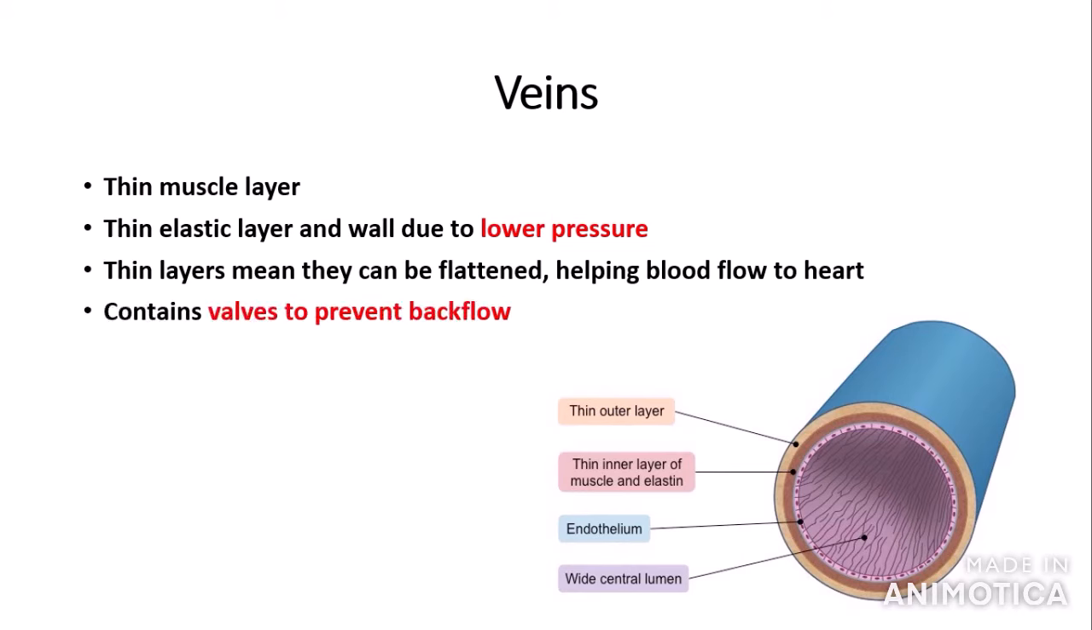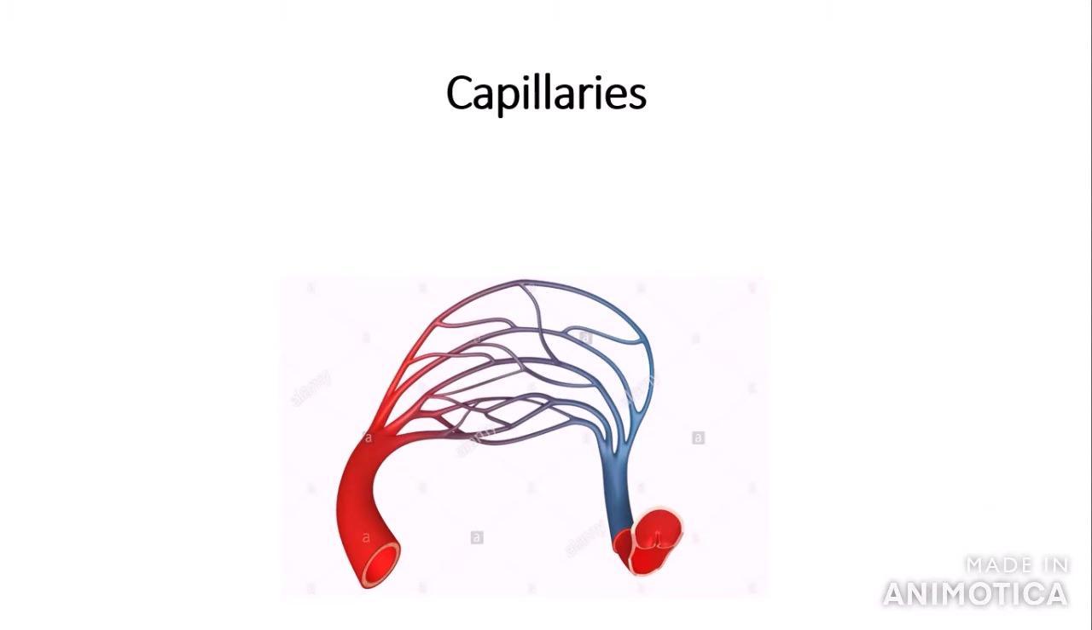Also, they contain valves to prevent backflow. Now, the importance of valves is that, obviously, I've mentioned that there is a lower pressure. A lower pressure means that backflow is possible. This is where the valves come in, so they prevent the backflow, therefore preventing the possible mixture of oxygenated and deoxygenated blood.